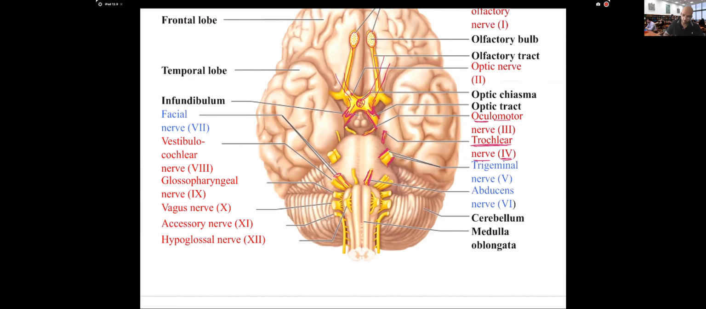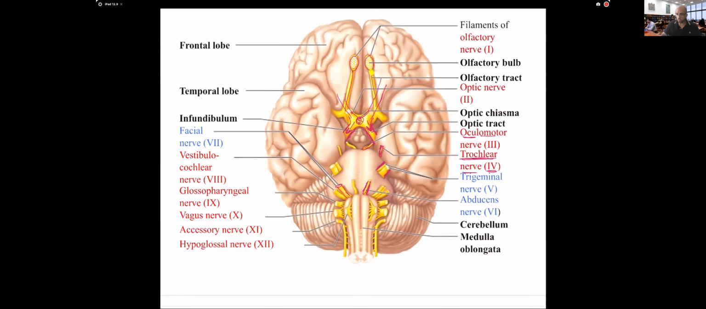The vagus nerve is going to be traveling to the outside, sending out the innervation to organs outside of the head and neck. It's my vagus nerve. Cranial nerve number 11 is going to be my accessory nerve. And cranial nerve number 12 on here is going to be my hypoglossal nerve.